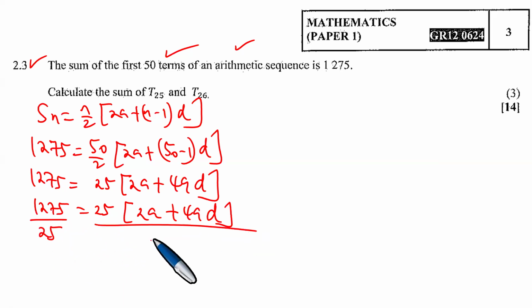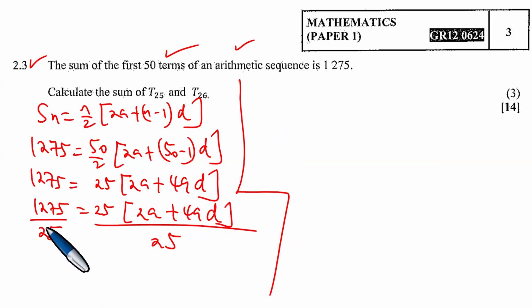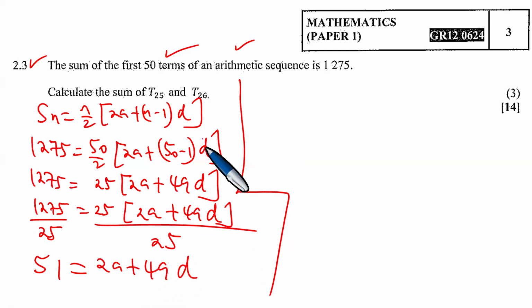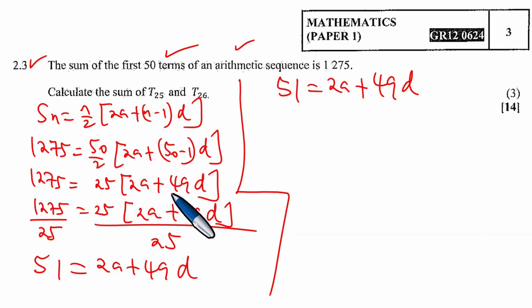Dividing both left and right by 25, we are able to obtain the following. If you divide 1275 by 25, what you get is 51. 25 divides 25, giving us twice a plus 49d. Which means you have 51 equals twice a plus 49d. Right, so, calculate the sum of T25 and T26.